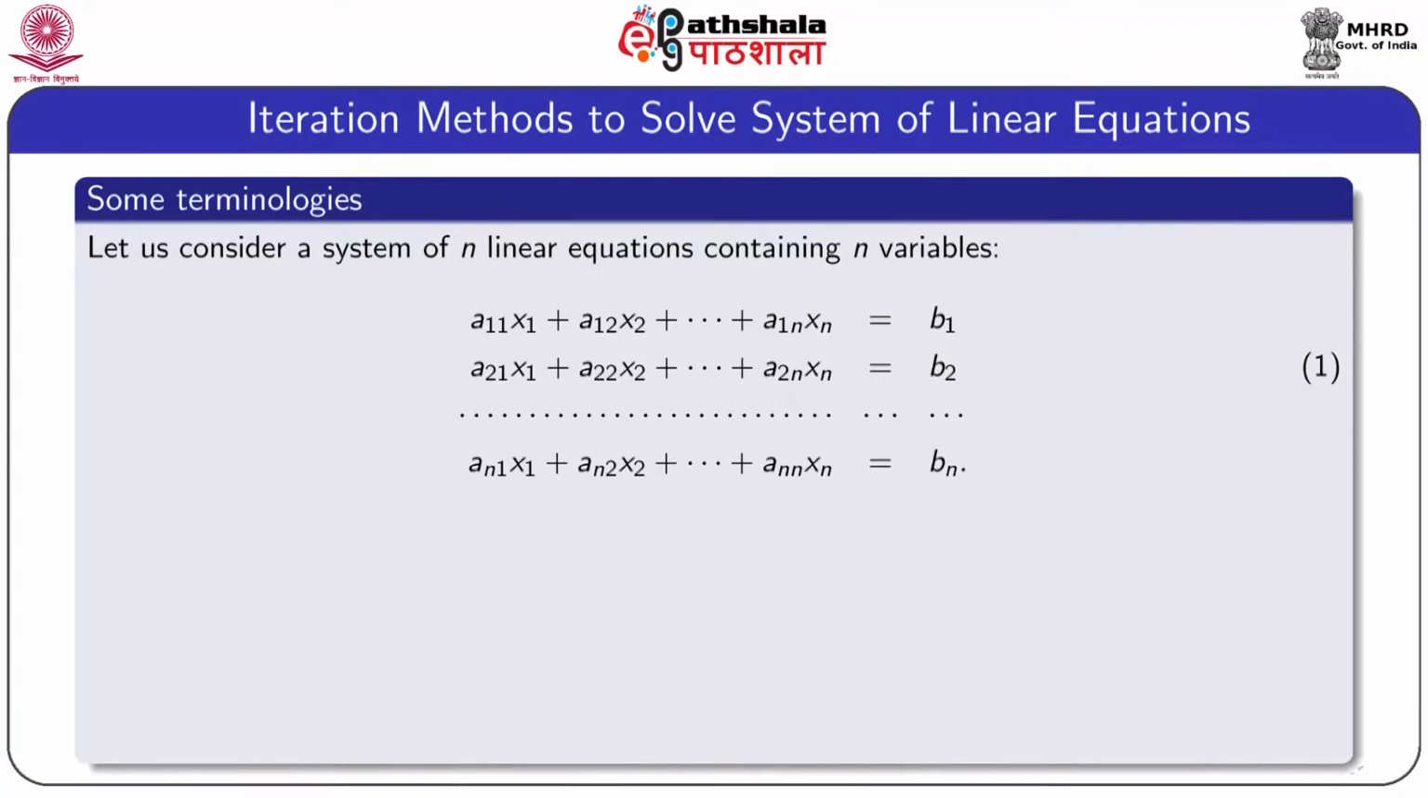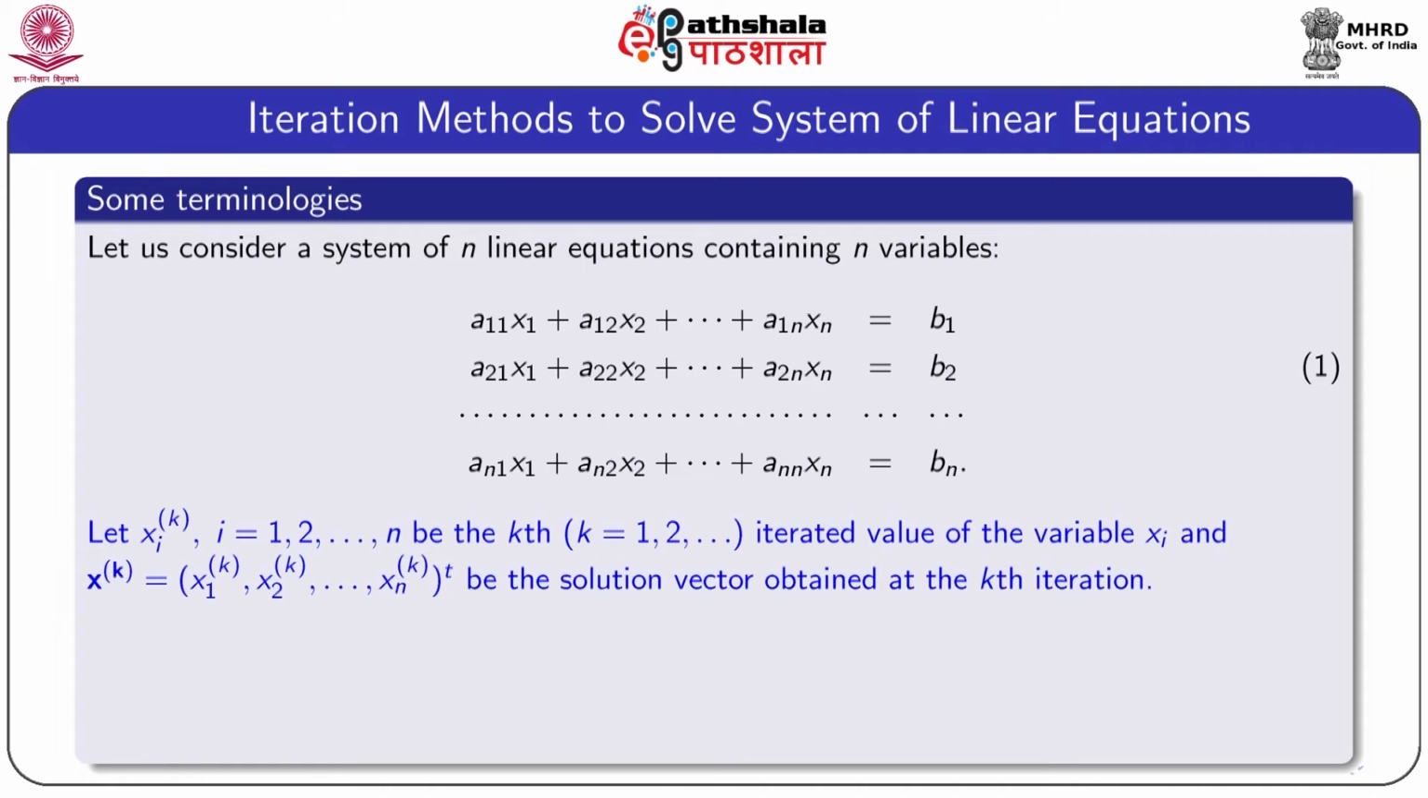Let us consider a system of n linear equations containing n variables: a11 x1 plus a12 x2 plus dot dot dot plus a1n xn equal to b1, and the last equation is an1 x1 plus an2 x2 plus dot dot dot plus ann xn equal to bn. Now, we define some basic terms which are used in this module.